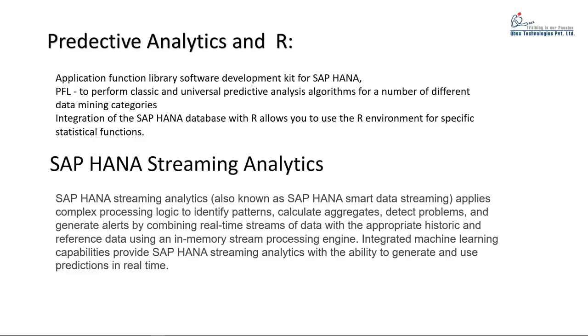Then next is predictive analytics with R. So what SAP HANA does is, as part of the SAP HANA server, we also have a service for predictive analytics with R integrations. SAP HANA comes with AFL, which is the Application Function Library, where library means ready-made functions or ready-made procedures. It also has something called PAL, the Predictive Analytics Library, which has ready-made functions or ready-made procedures for the majority of the predictive algorithms.